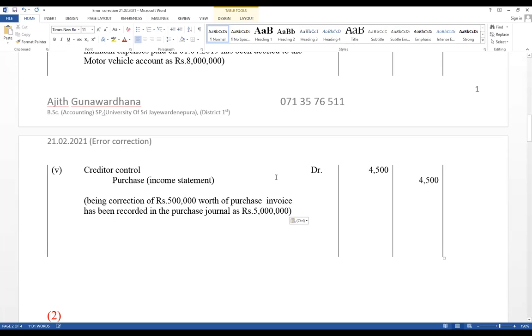Think about it: it is not effect for suspense accounts, but purchase account credit. For profit correction, if income or expense account credit, it should be added. Therefore, this one should be added 4,500. And think about logic. Purchase invoice 500, recorded as a 5,000. Expense overcasted. Think about what is effect for profit. Expense recorded overcasted value. Therefore, effect for profit decrease. As a result of that error, effect for profit decrease, for correction should be added.